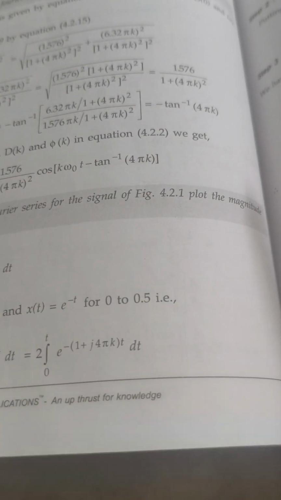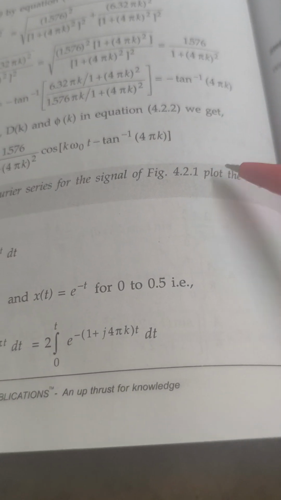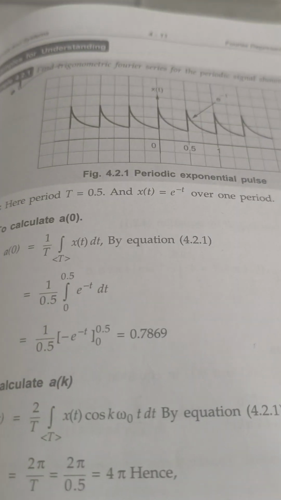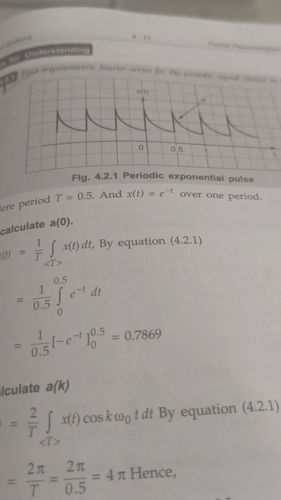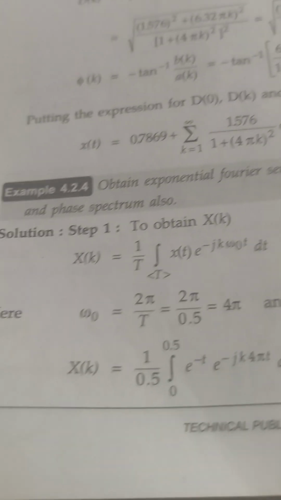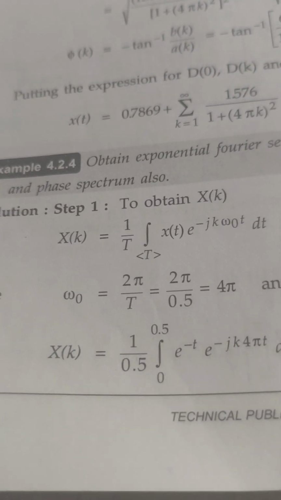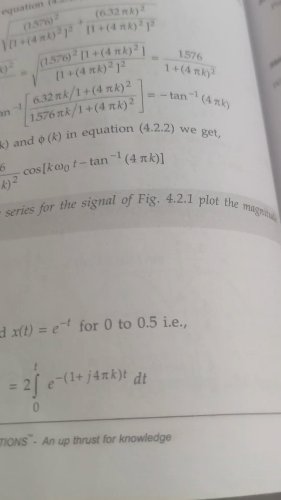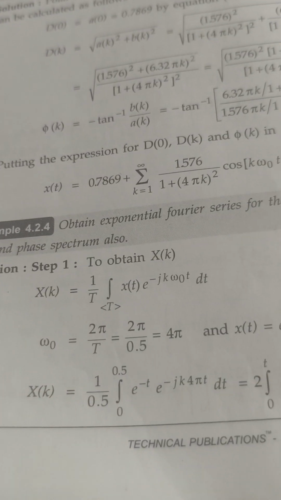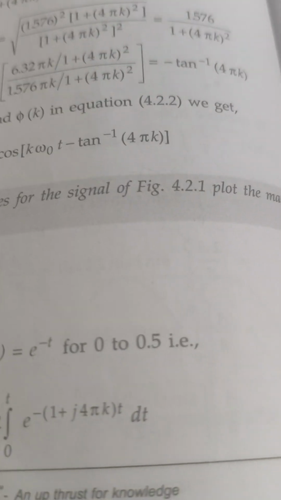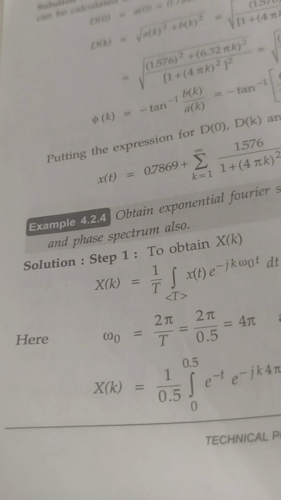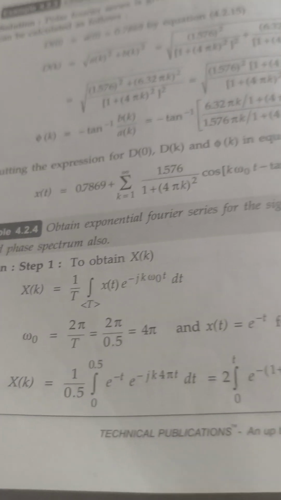That is, obtain the exponential Fourier series for the signal. Here also the figure number 4.2.1, the same signal. We will find the Fourier series using the concept of exponential Fourier series. Here, how we can obtain the exponential Fourier series for the signal of figure 4.2.1 and plot the magnitude and phase spectrum also.